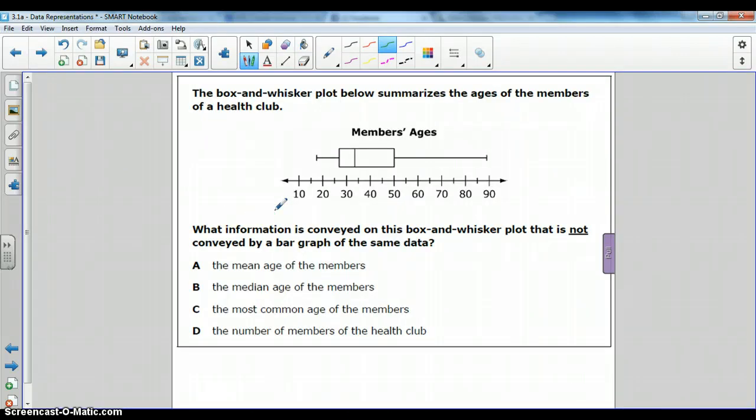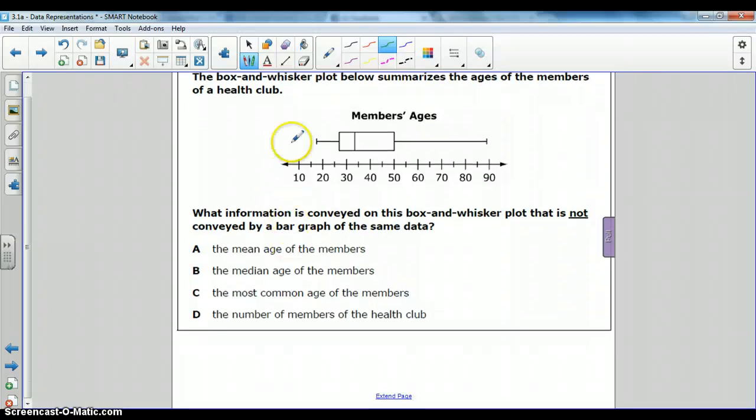Okay, this is called a box and whisker plot. You should have seen it last year, but maybe you didn't. The word I want you to remember with box and whiskers is median. Okay, and median just means middle. So when you're driving down the highway, that big concrete barrier that's in the middle is called the median. It's in the middle. Okay, so remember that.